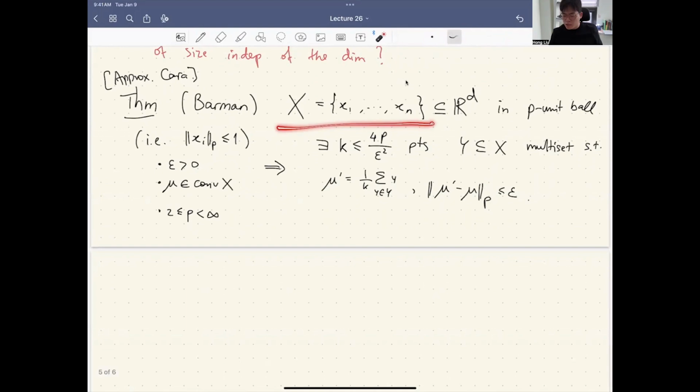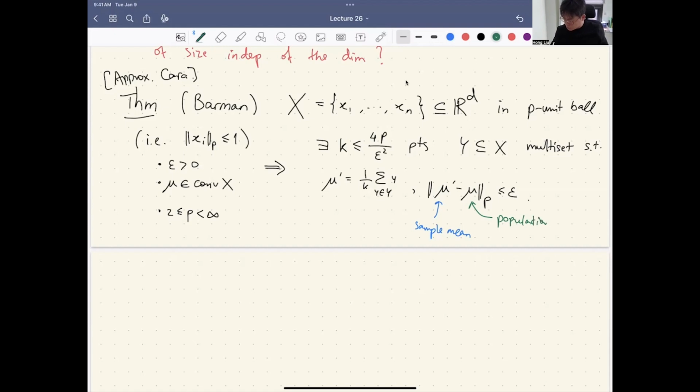So as I said, this is our population, right? Well, sort of. This is our population, and this is sort of the population mean, but weighted by this convex combination. As long as you sample a sufficiently large sample size, then the sample mean approximates the population mean well, right? So this is the sample mean, and this is the population mean.